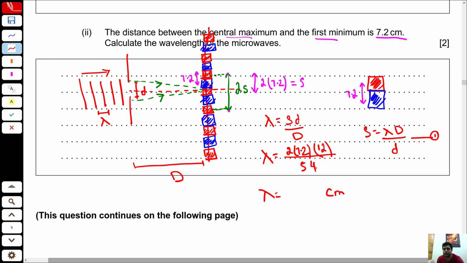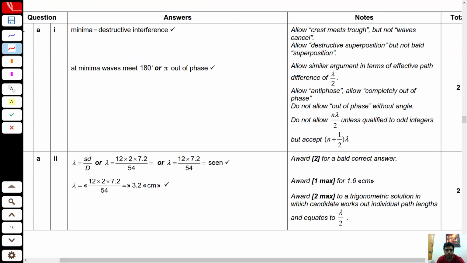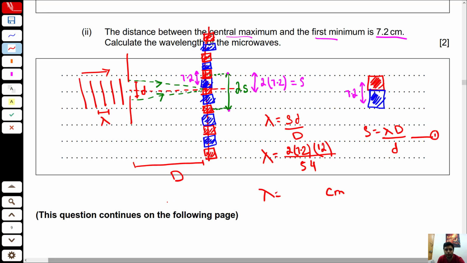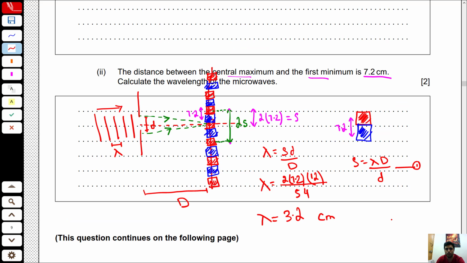So just hit the calculator. This times this divided by 54, you will get 3.2 centimeter. Yeah, correct to the right significant figure. So don't exceed the maximum number of significant figures. You can see the maximum significant figure given to us is 2, so don't exceed 2 significant figures. So the wavelength is 3.2 centimeter. Okay, zoom out if you want. Alright.